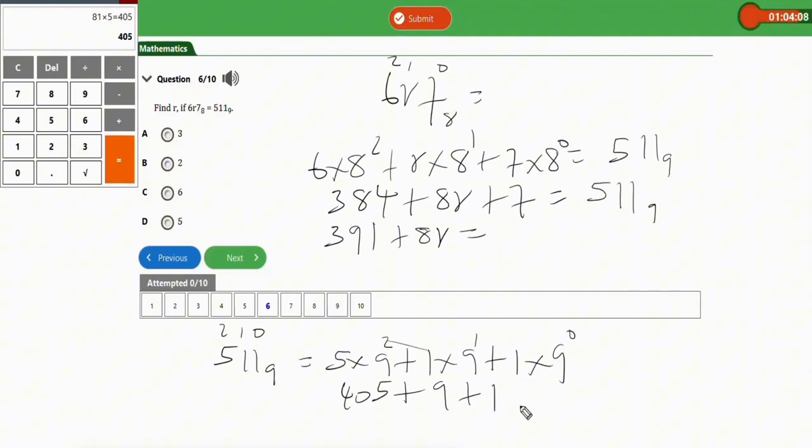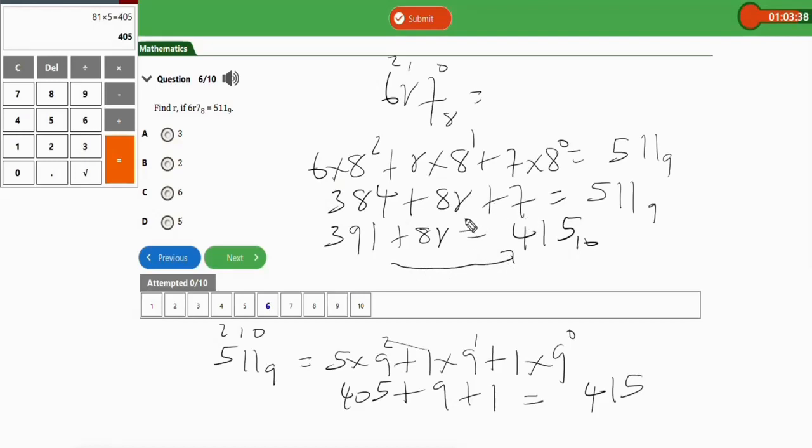9 to the power 0 is 1. 1 times 1 is 1. So when you add everything together here, I have 9 plus 1, that's 10. So this will basically give us 415. Okay, so this equates to 415 base 10. So we're going to collect like terms. This 391 crosses over the equality sign and it will change to a negative value.